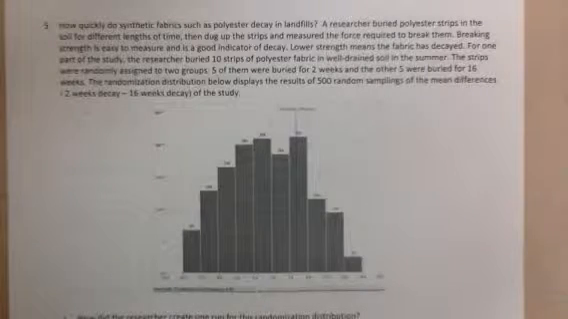For one part of the study, the researchers buried 10 strips of polyester fabric in well-drained soil in the summer. The strips were randomly assigned to 2 groups. 5 of them were buried for 2 weeks, and the other 5 were buried for 16 weeks. The randomization distribution below displays the results of 500 random samplings of the mean differences.